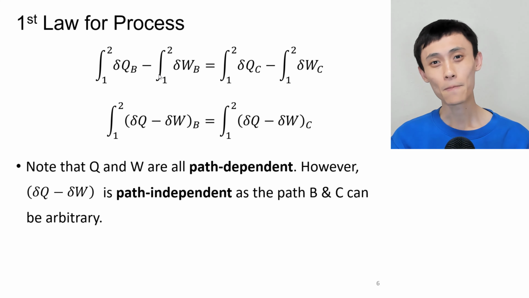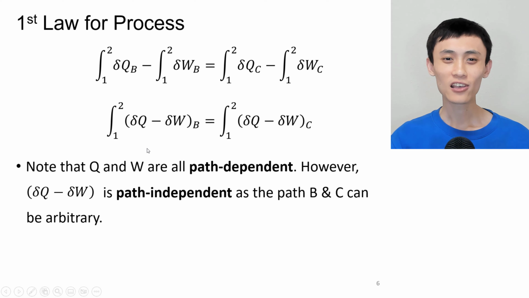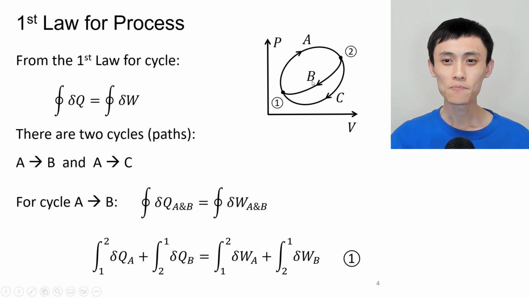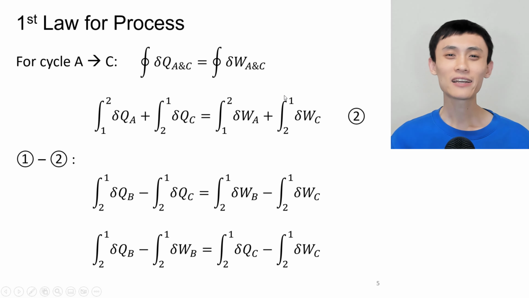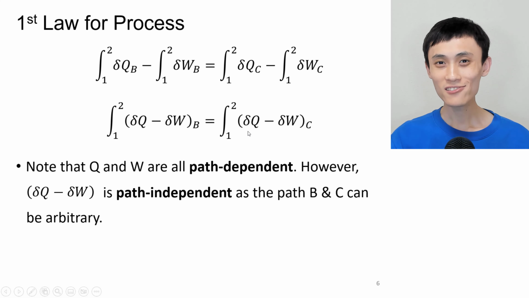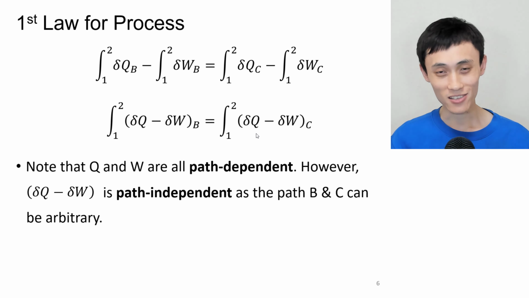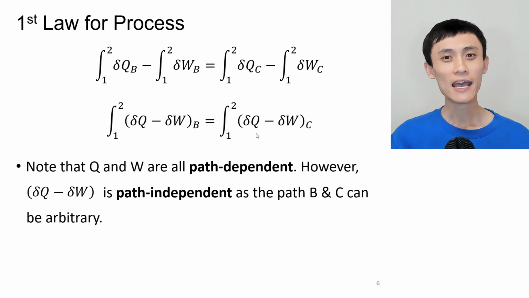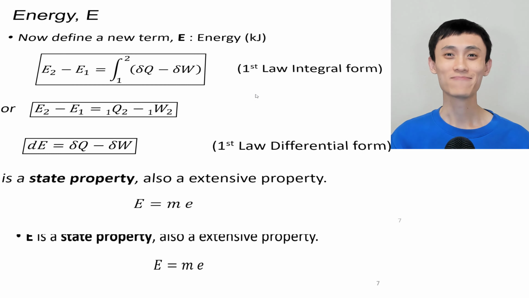They are path dependent. However, from this expression here, it doesn't matter how I draw the process B and C. So I could draw with another path as well. So it doesn't matter how I draw the path. dQ minus dW, it's always a constant. So they're always equal. Since dQ minus dW is path independent and they're always equal, so we're going to define this dQ minus dW as a new term and we call it as energy.